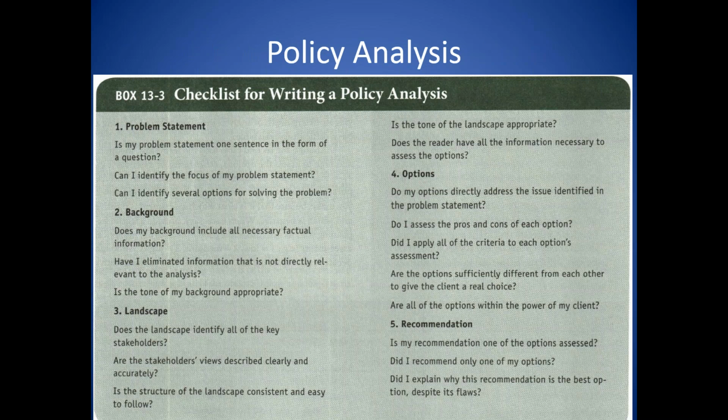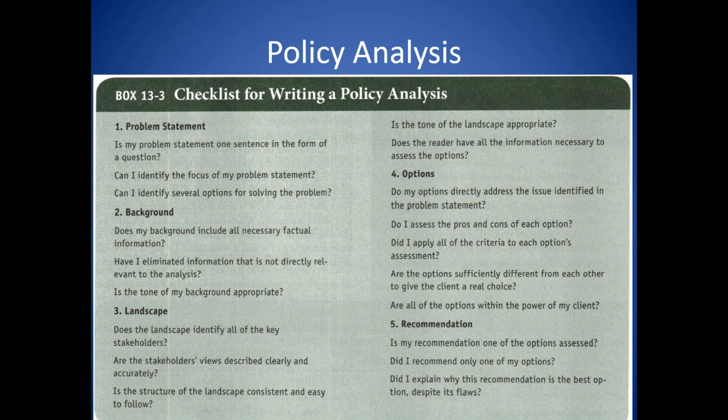So in developing policy, this is an example that I like, a checklist for the things you want to consider in developing a policy. First thing, what's the problem? And trying to develop a concise statement of the problem. Can I identify the focus? Can I identify options related to the solution of the problem? To talk about background, what factual information is necessary to address this effectively? Have you eliminated information that's extraneous, that's not relevant? Is the tone appropriate? And you want to keep things as neutral as possible in tone.